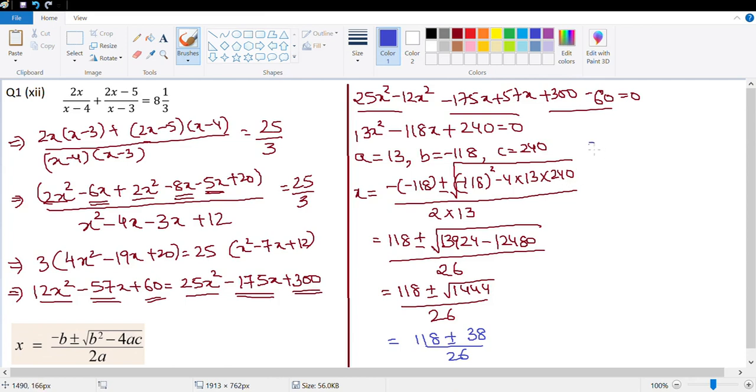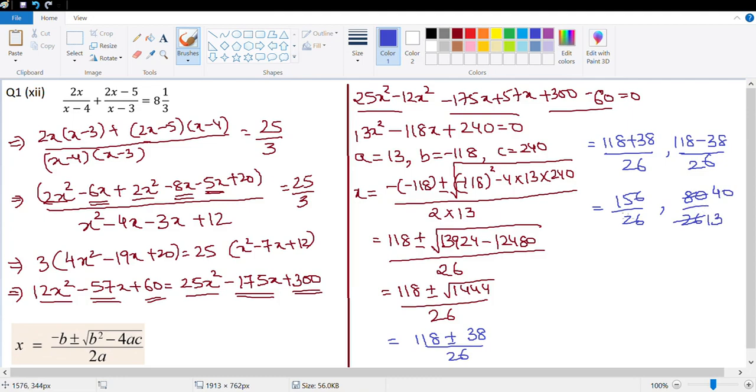So this would be 118 plus 38 upon 26 or 118 minus 38 upon 26. So 118 plus 38, that's 156 upon 26, and 118 minus 38 is 80. 80 upon 26. That's 2 into 13, that's 2 into 40. Yeah, that's correct. I can't go any further than this.